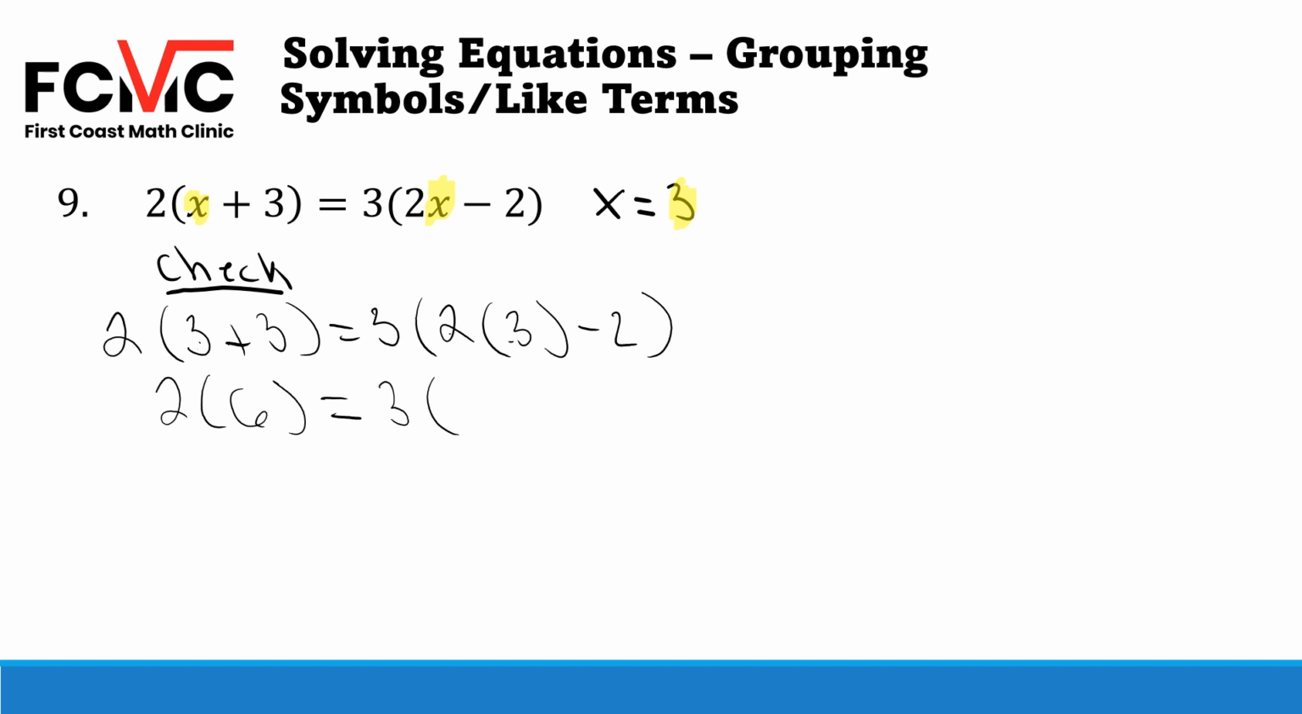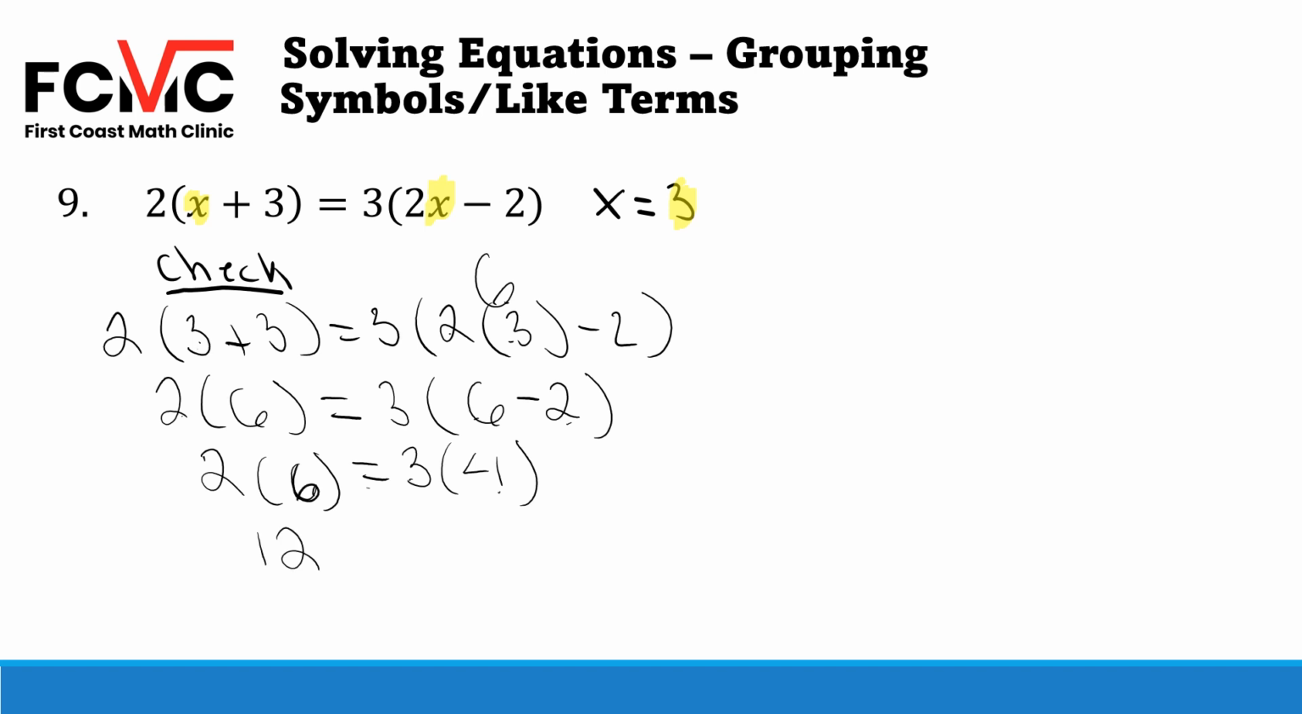equals 3, and then in our parentheses, let's do order of operations. 2 times 3 is 6. So I'll do that down here. 6 minus 2. 6 minus 2 is 4, so I'll get 3 times 4. So on the left side, I've got 2 times 6. On the right side, I've got 3 times 4. Well, 2 times 6 we know is 12, and 3 times 4 we know is 12. So our left side and our right side are equal. Our solution checks. Our answer has to be x equals 3. Let's do one more check here.